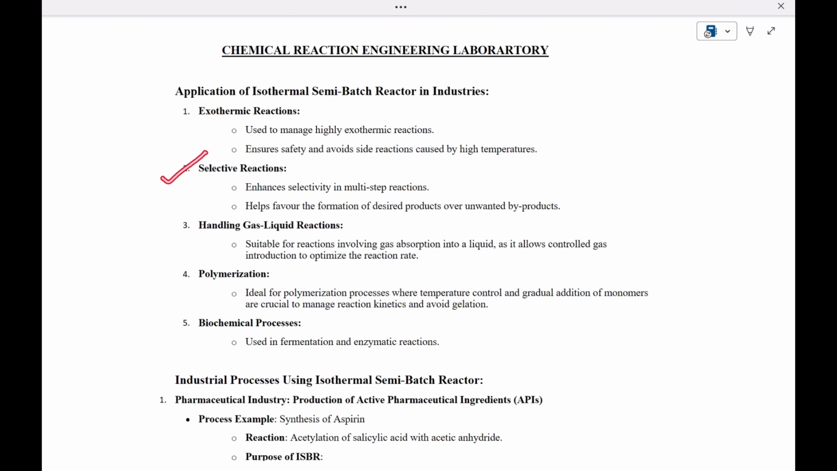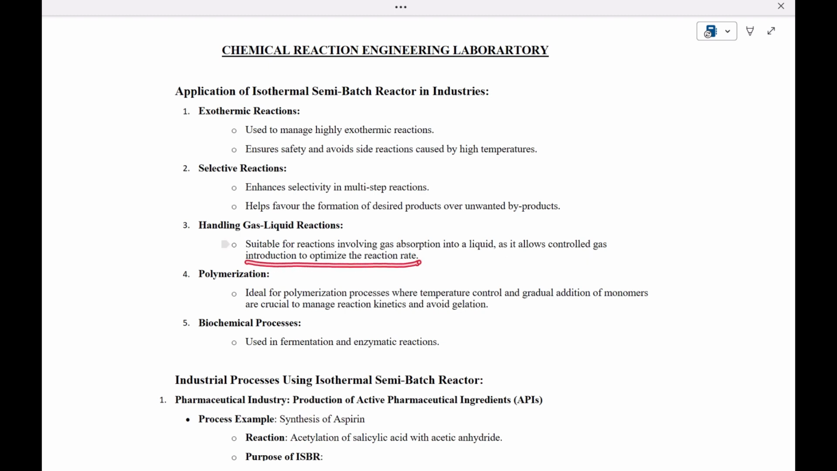Second one is selective reaction. So it enhances selectivity in multiple step reactions by controlling the concentration of the reactant, which helps favor the formation of desired products over unwanted byproducts. Third one is handling gas liquid reaction. It is suitable for reactions involving gas absorption into a liquid as it allows the controlled gas introduction to optimize the reaction rate.